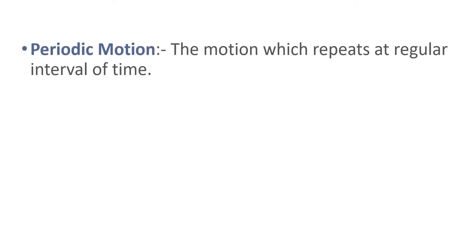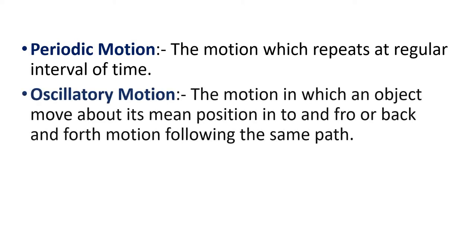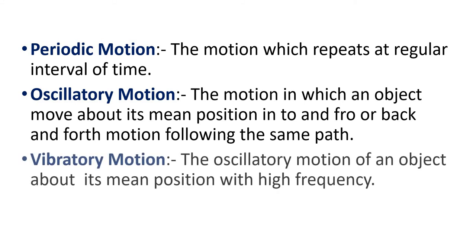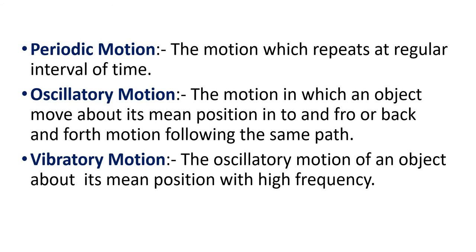So first of all we will discuss what is meant by periodic motion. Periodic motion means the motion which repeats at regular intervals of time. And next we are going to discuss oscillatory motion. The motion in which an object moves about its mean position in to and fro or back and forth motion following the same path, that is known as oscillatory motion.